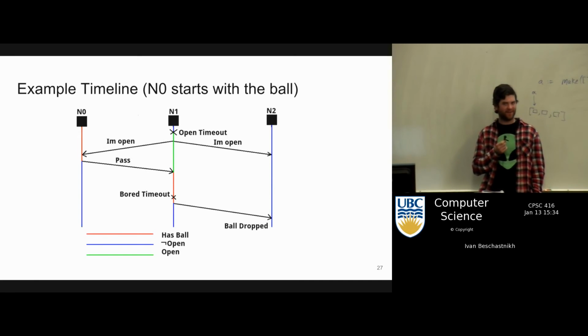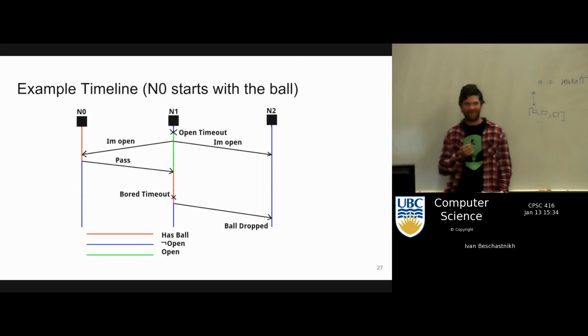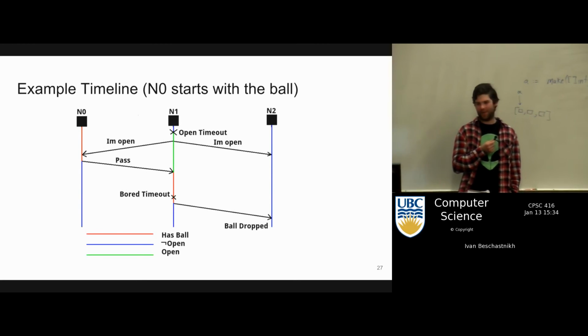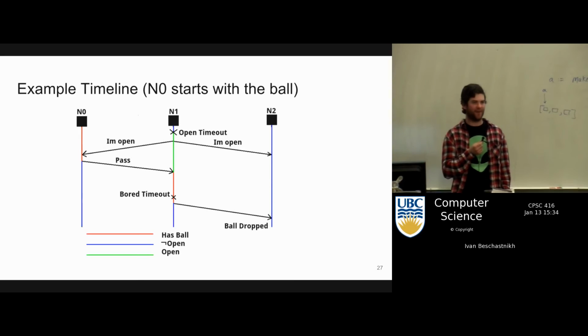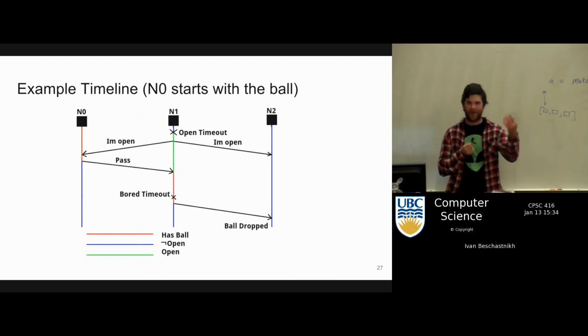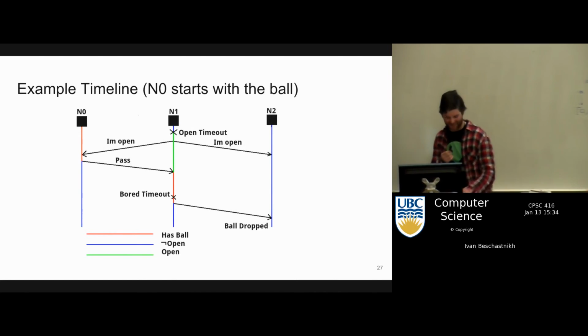Does that make sense? I'm going to let this percolate for a second. I'll ask you guys a question. What happens if the I'm open message fails? That first one that N1 sends out to N0. N0 times out. Right, okay, cool. Just use that as a benchmark.